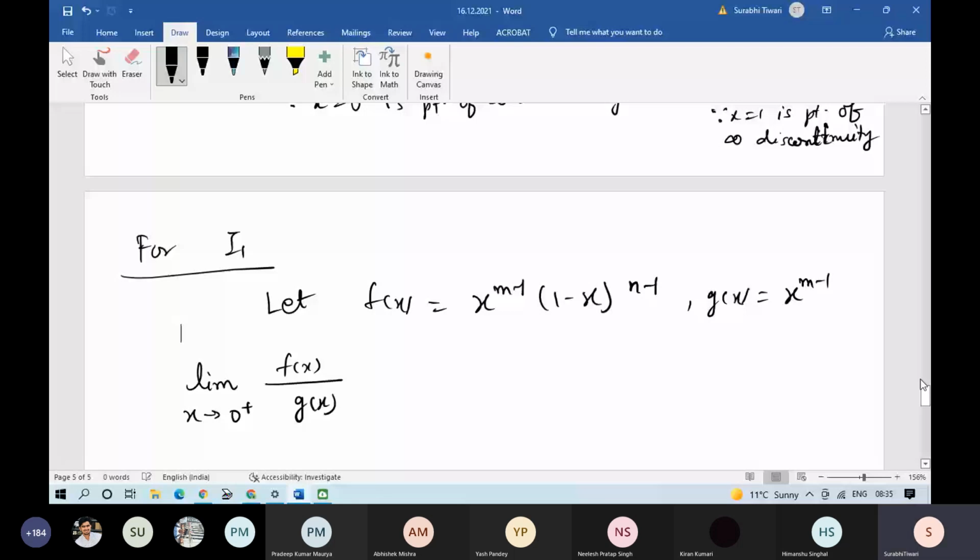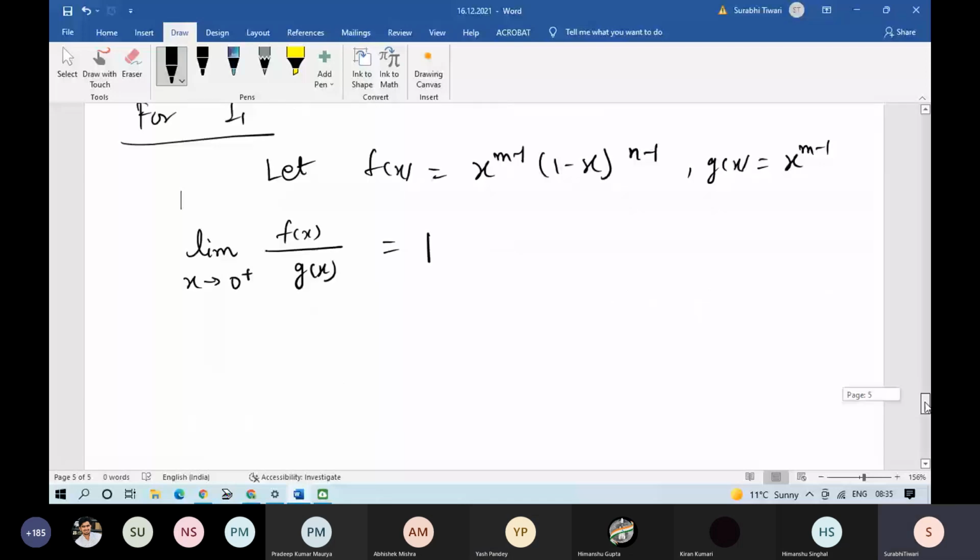So you take the limit. What will the limit be? Quickly tell me. The limit of f(x) upon g(x) as x tends to 0 is 1. This is 1, so this is not equal to 0. Therefore, by the comparison test, the integrals of f(x) and g(x) will have the same nature.